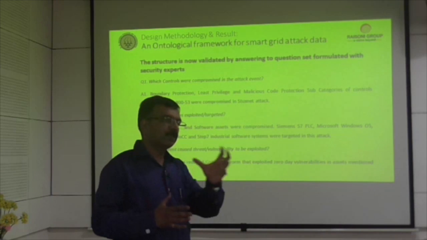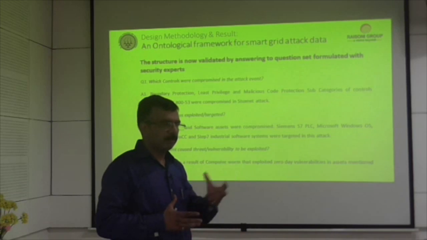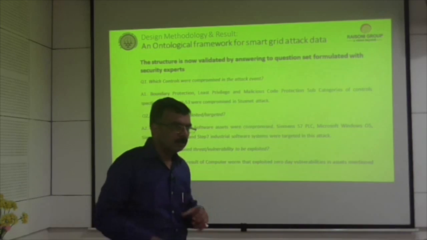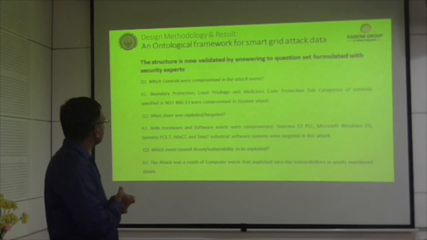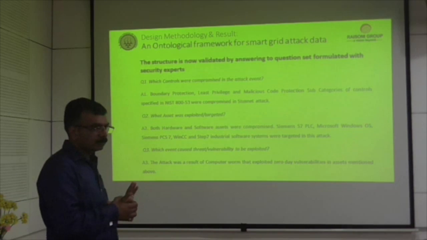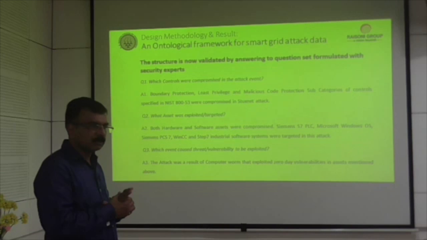Some industrial control systems already exist and some people are working there, but no research methodology is there. We discuss with them. So let me understand. Suppose somebody writes an answer to which controls were compromised in the attack event, and writes some garbage in English over there. What will you do now? How will you make it structured?